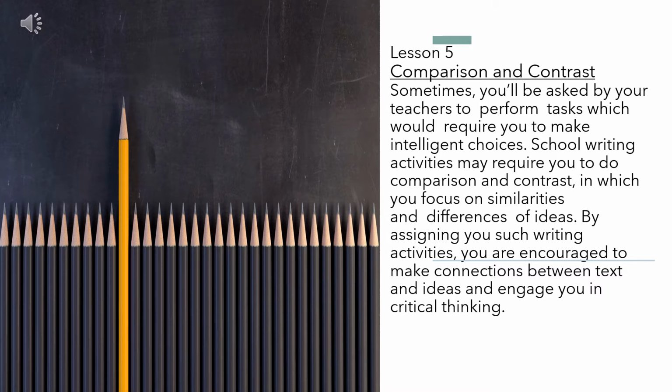Sometimes you will be asked by your teachers to perform tasks which would require you to make intelligent choices. School writing activities may require you to do comparison and contrast, in which you focus on similarities and differences of ideas. By assigning you such writing activities, you are encouraged to make connections between texts and ideas and engage in critical thinking. As we go on with our lesson, I am certain that your critical thinking will be activated because you need to figure out the differences and find a similar characteristic between the two objects being compared and contrasted. But again, the challenge is to look for similar characteristics of the two objects being compared. So, for you to better understand what I am pertaining to, let's proceed with our lesson.